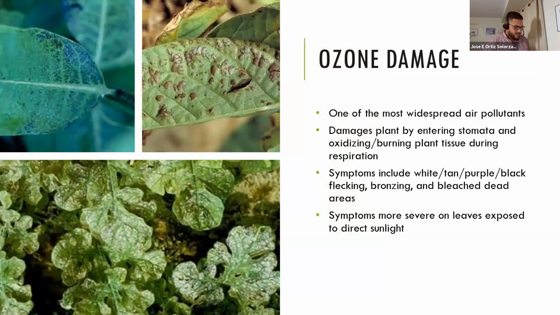So there are also products of human contamination that can affect plants, and one of those is ozone. Ozone is a product of nitrogen oxides and volatile organic compounds, products of solvents that get mixed, and in reaction with exposure to sunlight, they react and produce the ozone gas. Ozone gas is one of the most widespread air pollutants.